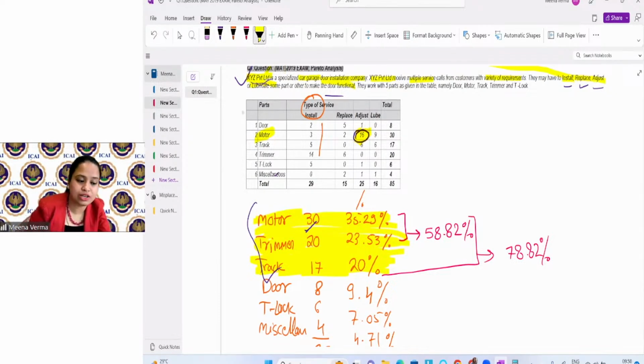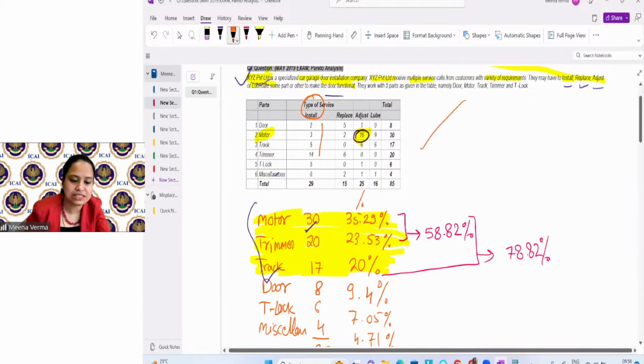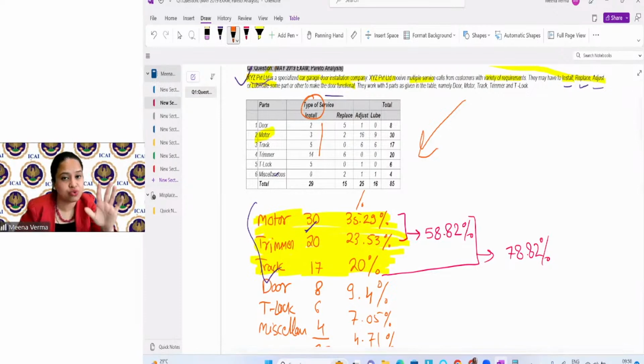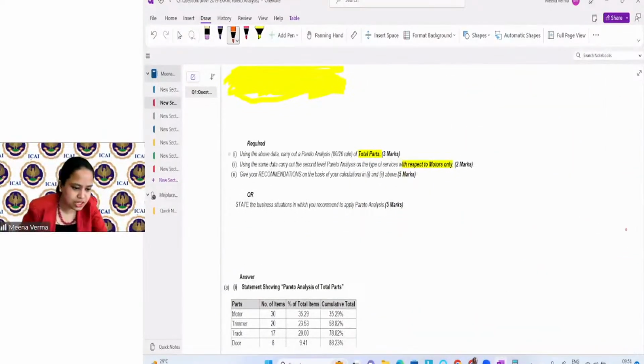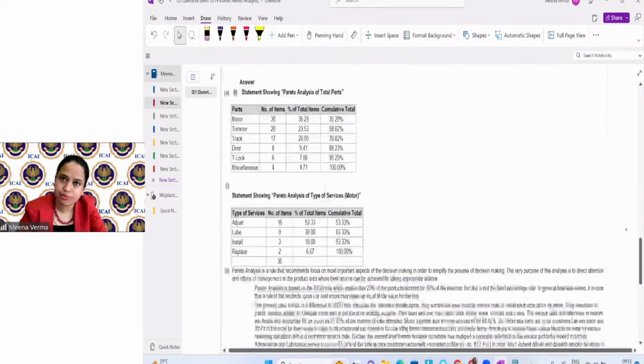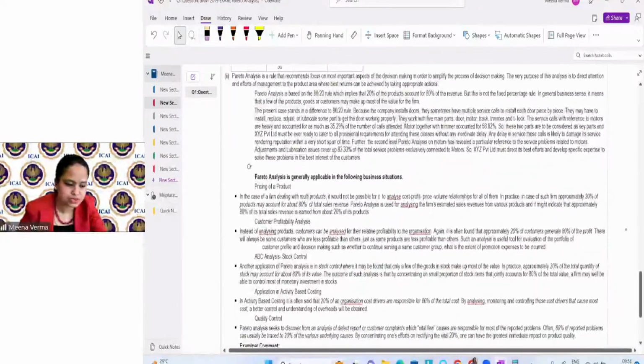So if you consider the entire business, this is the place where the company should focus most. The company should focus more here. So accordingly, you will give the recommendation in both the cases. Here, the company should focus on motor, and out of the motor, the company should focus on adjustment, right? So this is how you can give your recommendations. You can see how easy it is to answer, right?